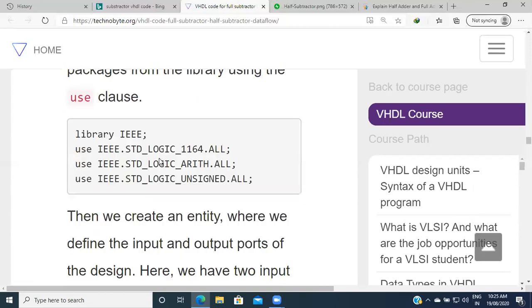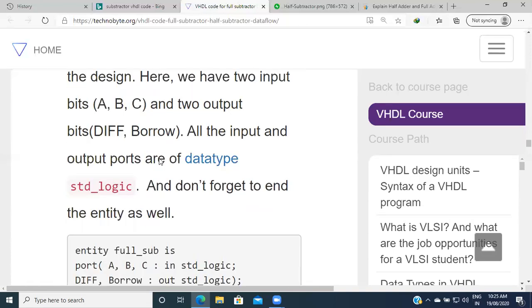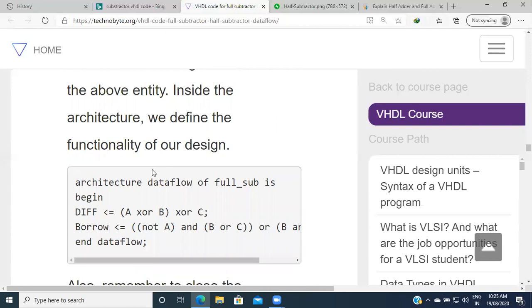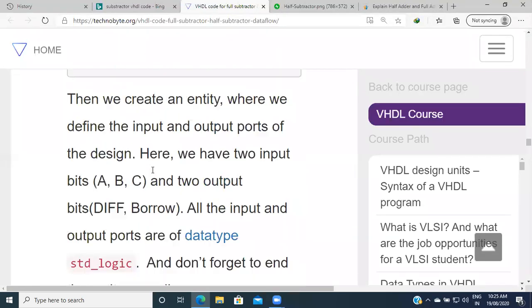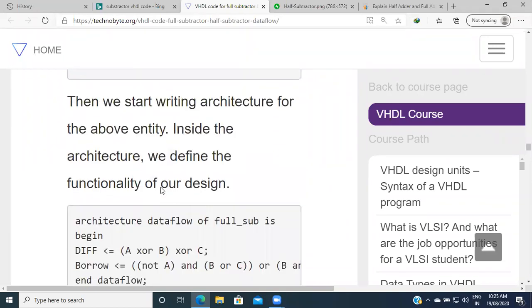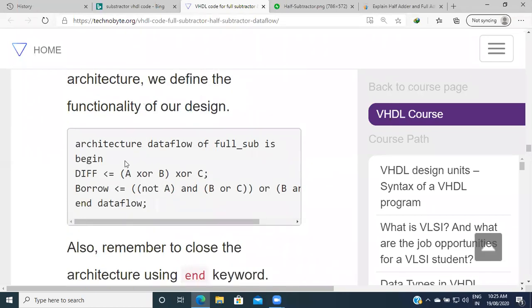So by using that data flow method, we are also able to explain this one. Here the entity is the same, the standard logic IEEE declaration is also the same, those two parts are also the same, but here the structure or architecture is different. For the full subtractor, the difference is assigned the value of A XOR B XOR C. That is, by using a single line we are able to obtain the difference.